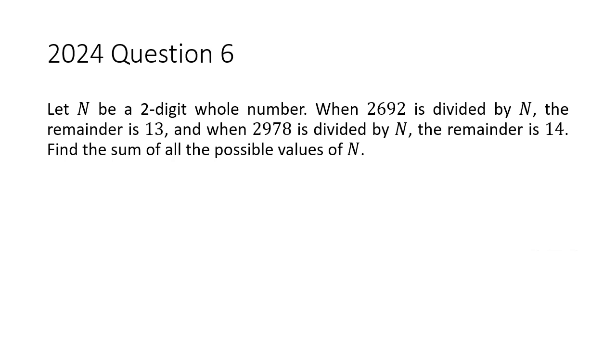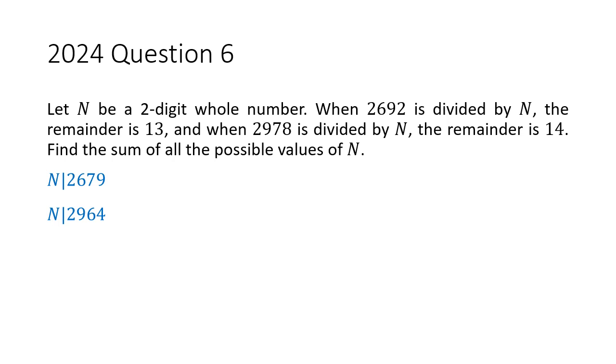So by subtracting 13 away from 2692, we know that n must divide 2679. Doing the same thing for 2978, we'll subtract 14. We'll know that n must divide 2964. So n has to be either the highest common factor of these two 4-digit numbers or some factor of that highest common factor. So let's find that highest common factor first.